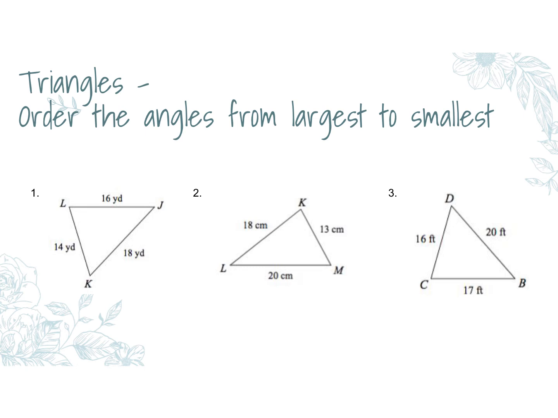Next, we will look at the side lengths of triangles to order the angles from largest to smallest. I would want to find my longest side in question 1, side KJ, 18 yards, and draw an arrow across to the opposite angle. Angle L will be my largest angle.